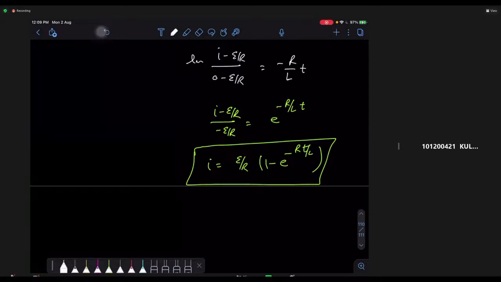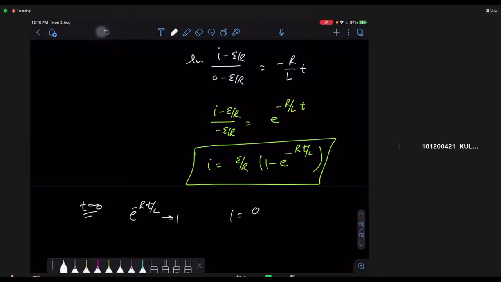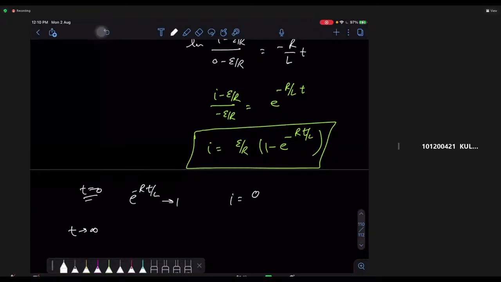So in my expression, if you consider time equal to 0, the exponent is 0, so its value is 1. The exponential value is 1 at time equal to 0. So how much is my current? The current comes out to be 0 at time 0. As my time tends to infinity, this exponential factor goes toward 0, because the power goes toward infinity. And the current approaches the value E by R.